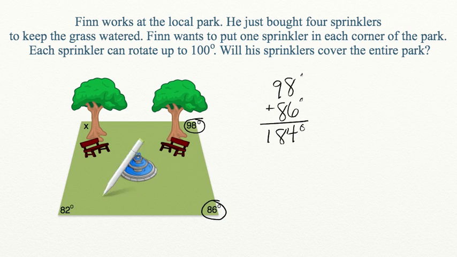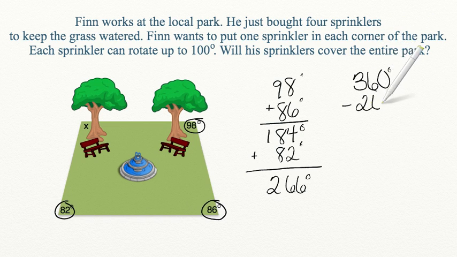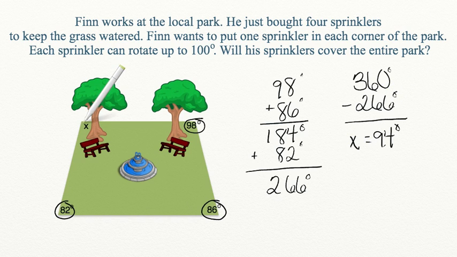So now I'm ready to add my third angle. 184 degrees plus 82 degrees has a value of 266 degrees. So now that I know the value of these 3 angles combined, I can subtract from our whole to find the value of x. 360 degrees minus 266 degrees is going to give us a value of 94 degrees. And that's going to be the value of x, our missing angle.